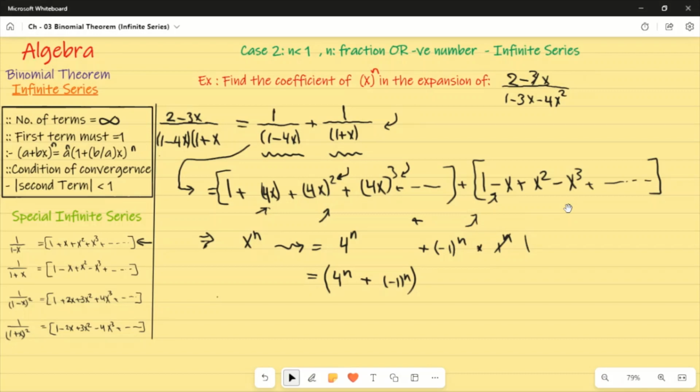The coefficient of x power n. Okay, and here let's find the condition of convergence.